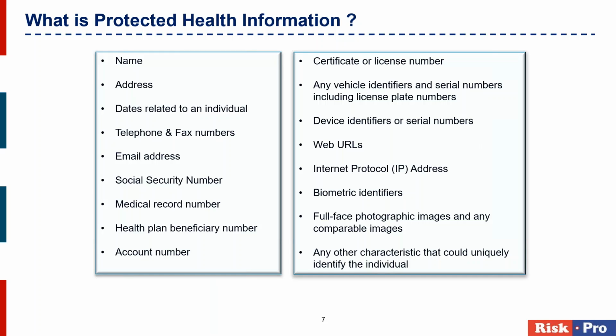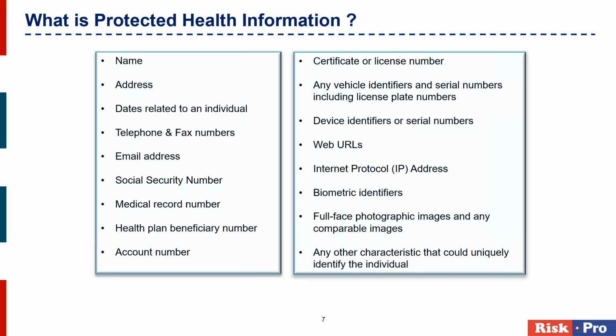So what is protected health information? Any information where a person can be uniquely identified by the name, address, dates related to individuals, telephone or fax numbers, emails, social security numbers, medical record numbers, health plan beneficiary numbers, account numbers, certificates or licenses, any vehicle identifiers, device identifiers.